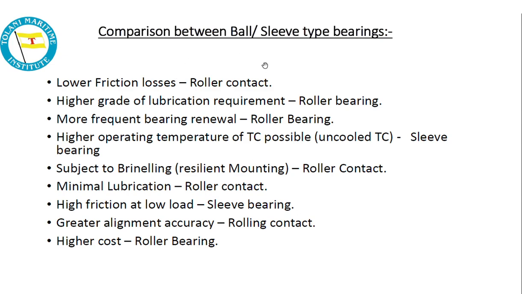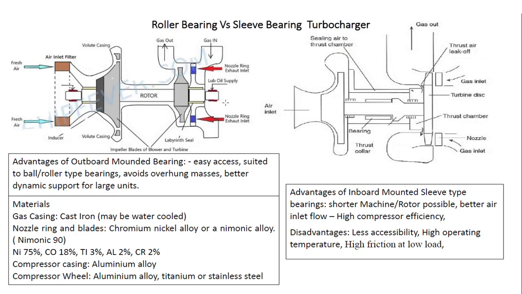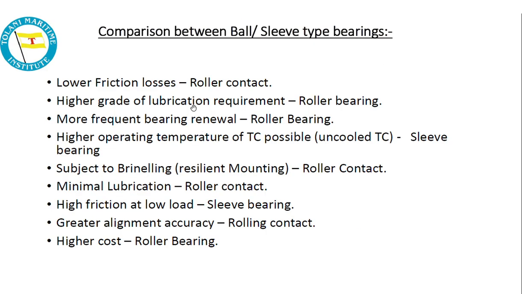So these are the different advantages and disadvantages for inboard and outboard bearing. Now when we talk about the comparison between ball and sleeve type bearing, so one is the ball type, okay, and the other one is a sleeve type. So when we talk about the ball type, then it is the outboard mounted bearing, and whenever we talk about the sleeve bearing, then that is the inboard bearing.